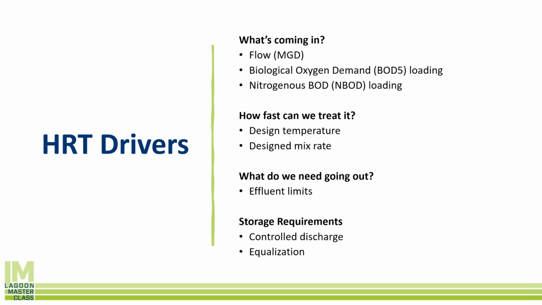What do we need going out of the plant? If the effluent limit is 80 milligrams a liter of BOD, that's an easier number to get to. We don't have to hold on to the waste as long to get to that number than if we are trying to get to an effluent limit of 10 milligrams a liter. We might have to hold on to the water an extra 10 or 15 days to get it from 80 milligrams a liter down to that 15 effluent limit.